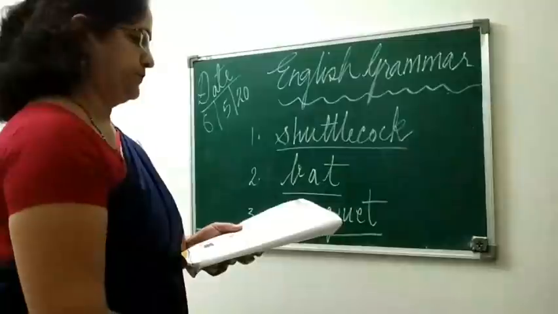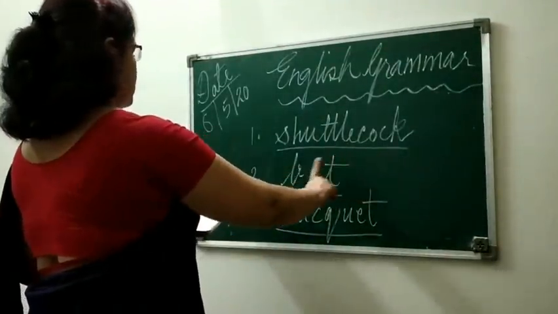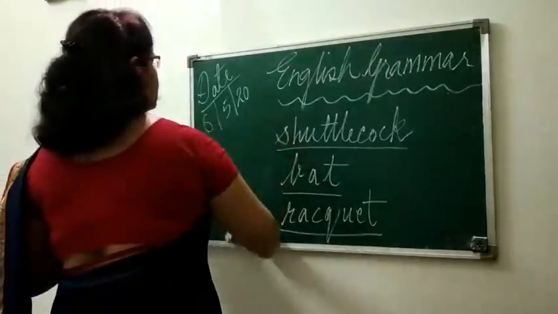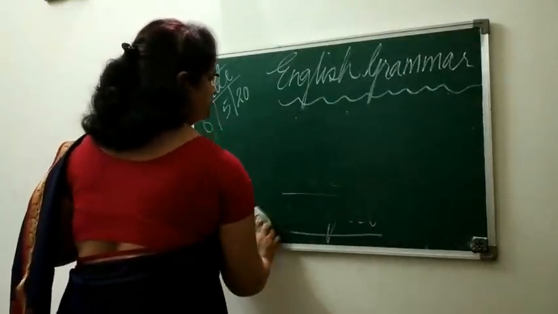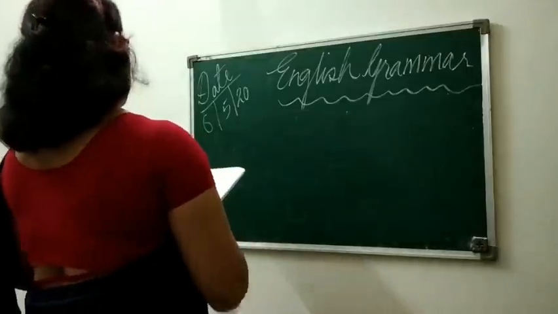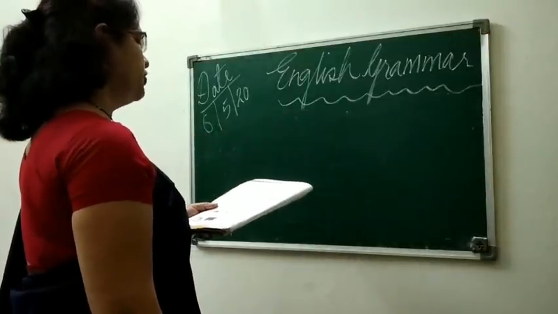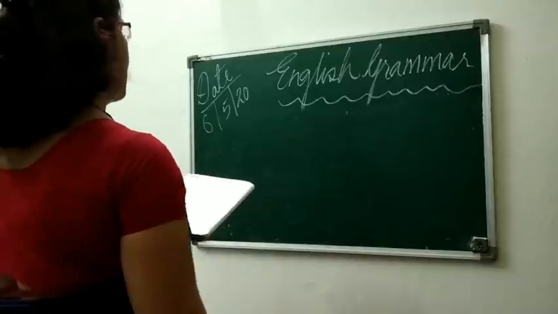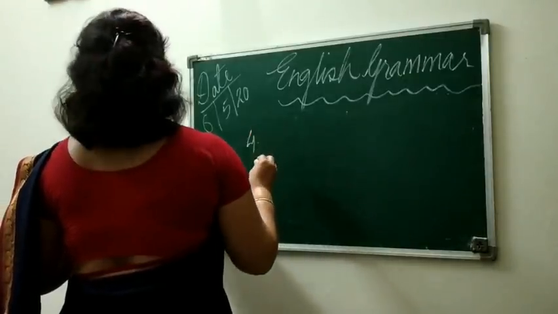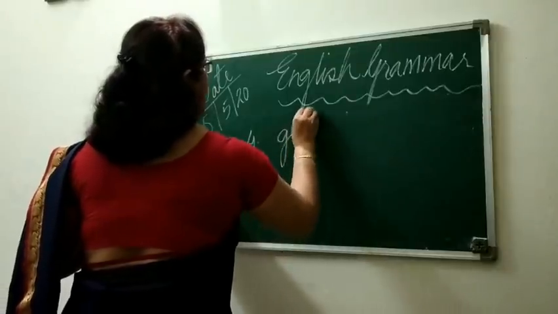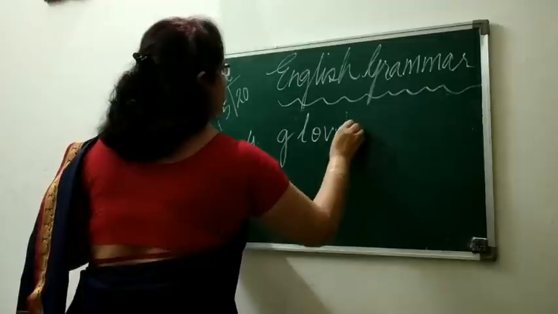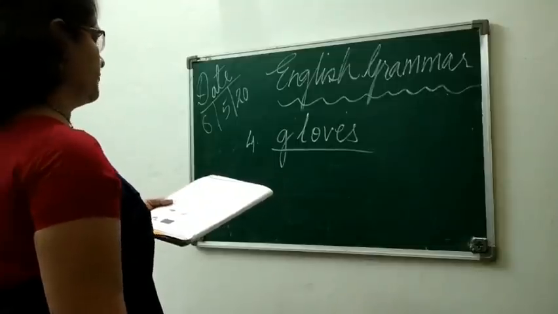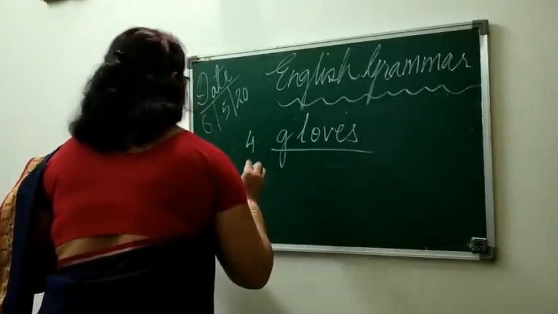Okay, children. First one is shuttlecock. Second one is bat. And third one is racket. Now let's see what is the fourth one. Now fourth one is E V G O L S. Now, what is the correct word of E V G O L S? The correct word is gloves. G-L-O-V-E-S. Gloves.